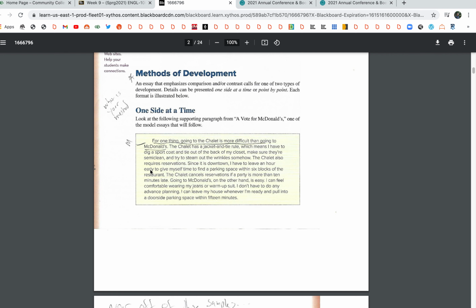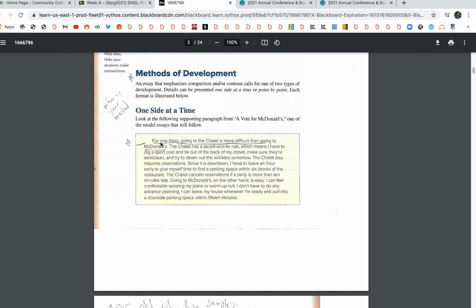So the first half of the paragraph is about the chalet. The second half is about McDonald's. Going to McDonald's, on the other hand, is easy. I can feel comfortable wearing my jeans or a warm-up suit. I don't have to do any advanced planning. I can leave my house whenever I'm ready and pull into a doorside parking space within 15 minutes. So the main idea topic sentence is going to the chalet is more difficult. And the first half looks at how difficult it is going to the chalet. The second half looks at how easy it is to go to McDonald's. So this is how you'll model one of your paragraphs in your body.